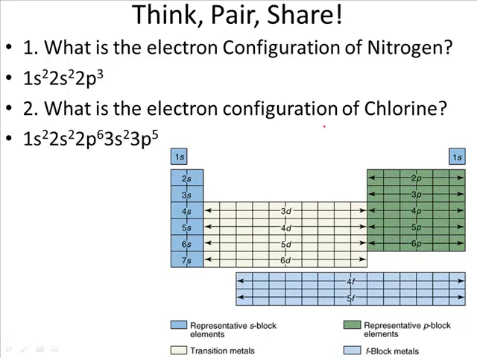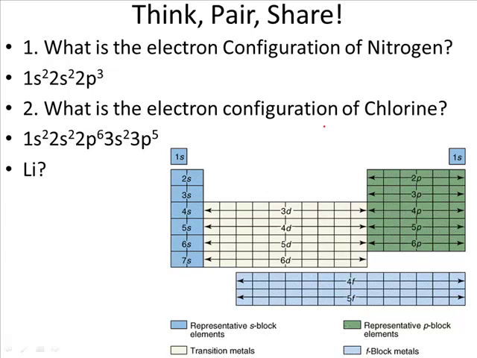Something a lot of students do wrong is that they say 1s squared, 2s squared, 2p to the 6th. While it looks like that, that's how you'd say it in math. We don't do it that way because we're not squaring the orbital. We're saying there are 2 of them in that orbital. But make sure that the little 2 goes above and not below the s.